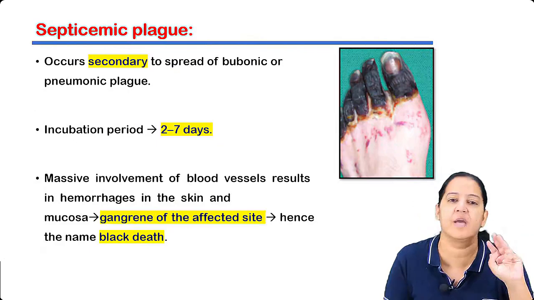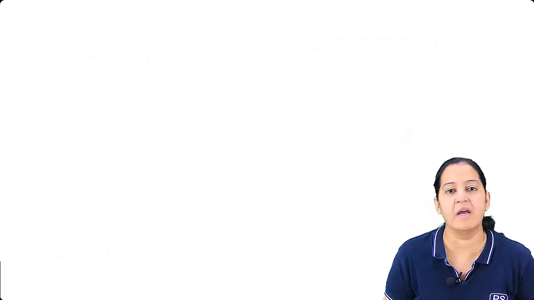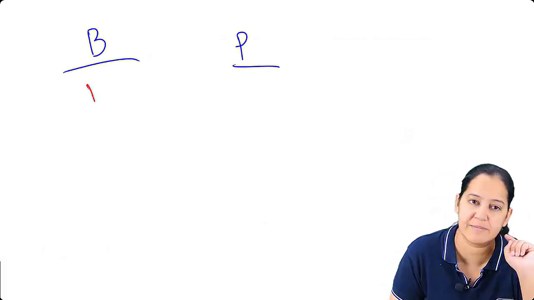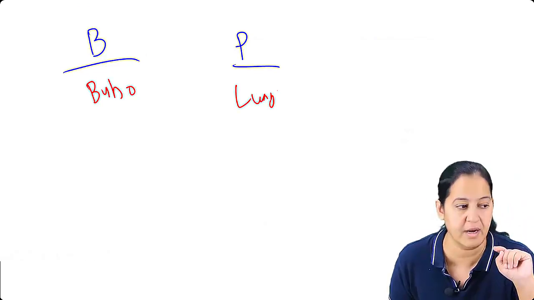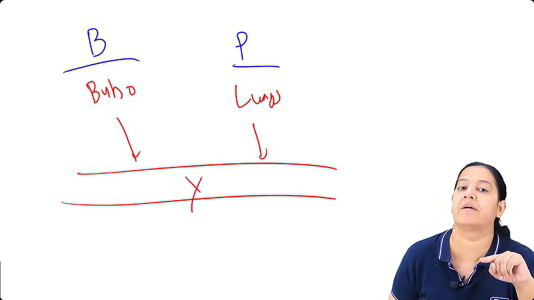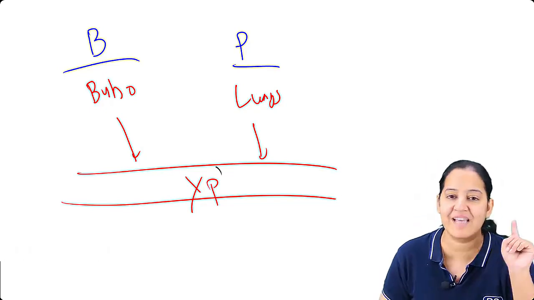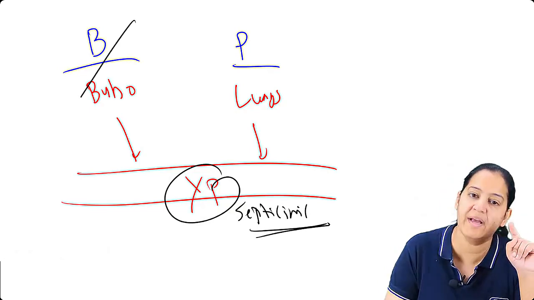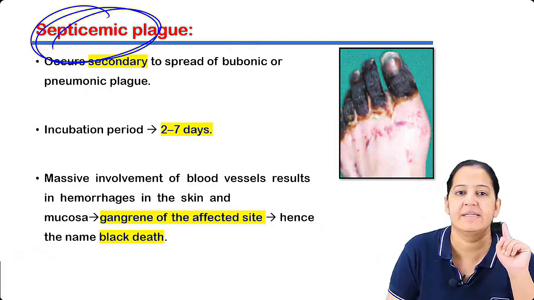The third and last type of plague is the septicemic plague. What do you mean by septicemic? In the first two plagues, in bubonic plague, where is the Yersinia? It is present in the bubo, that is the lymph node. In pneumonic plague, where is the Yersinia? It is present in the lungs. From the buboes or from the lungs, when Yersinia pestis reaches the blood, it is known as septicemic. So my point is that septicemic plague is always secondary. Bubonic converts into septicemic or pneumonic converts into septicemic. Septicemic is always secondary.